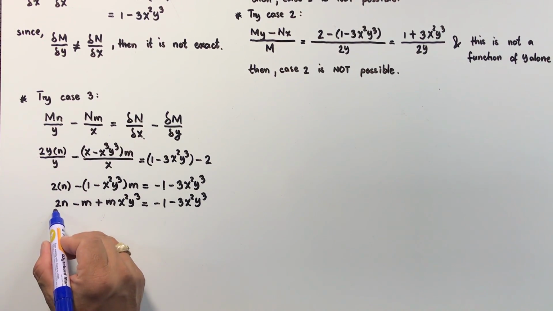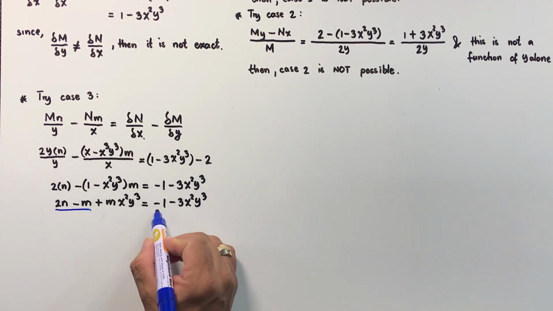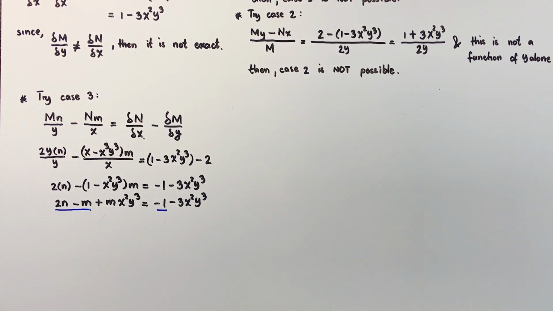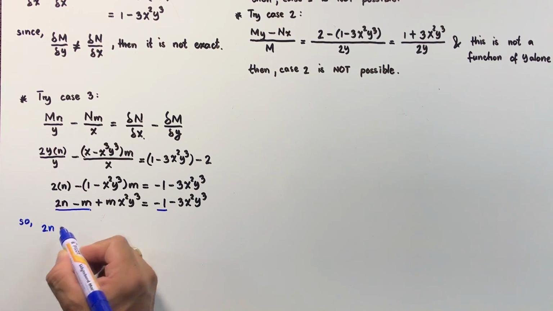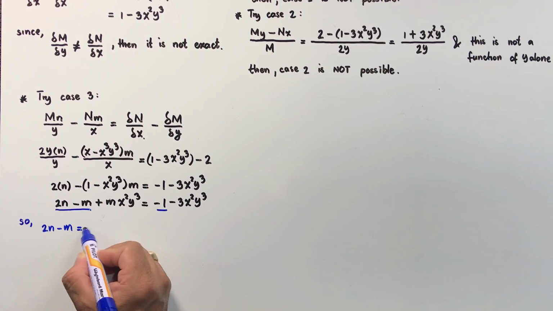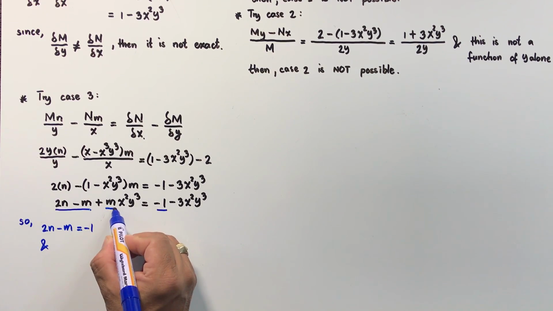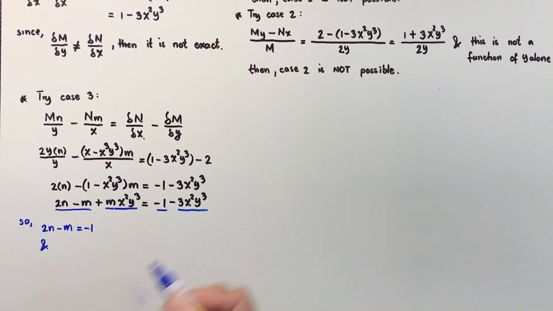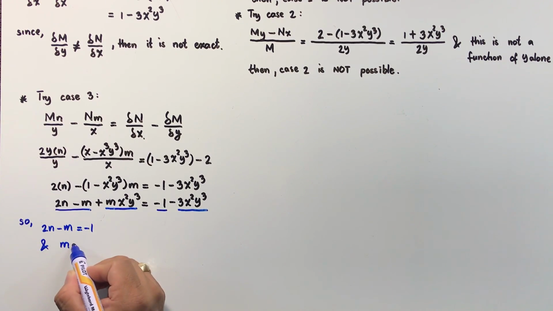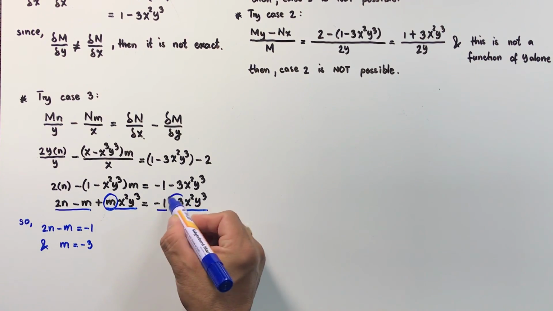So by comparison, these terms here which don't have any x and y are equal to this term which doesn't have x and y at the right hand side of this equation. So we say that 2n minus m is equal to negative 1. And also we say that this coefficient of x squared y cubed is the same as the coefficient of x squared y cubed in the right hand side of this equation. So our m here is also equal to negative 3, by looking at this coefficient and this coefficient here.